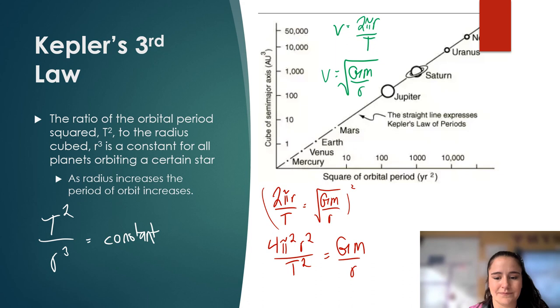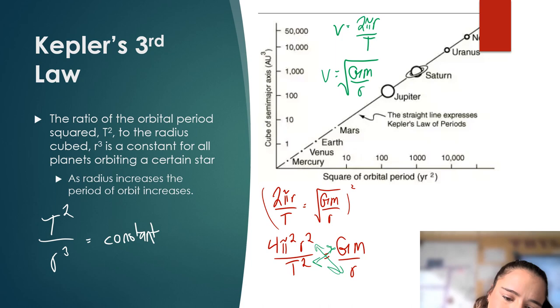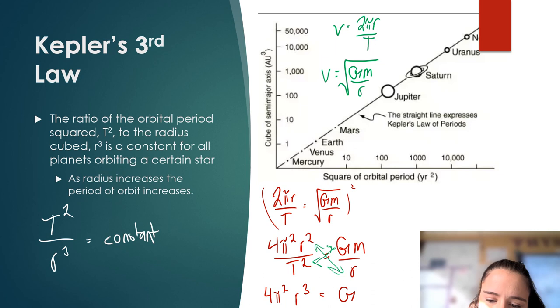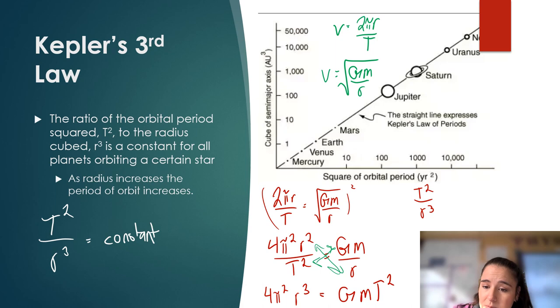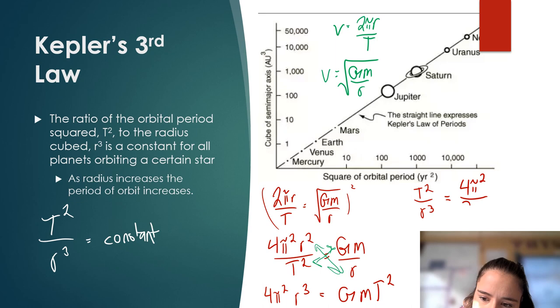A little bit more algebra here. I'm going to cross multiply, which gives me 4 pi squared r cubed equals GM T squared. Combining like terms to try to show this constant, T squared over r cubed would be equal to 4 pi squared divided by GM. You can see here that G is the universal gravitation constant, M is the mass of the central object, so if they're all orbiting the same object, none of these variables are going to change, which means this ratio wouldn't change either.